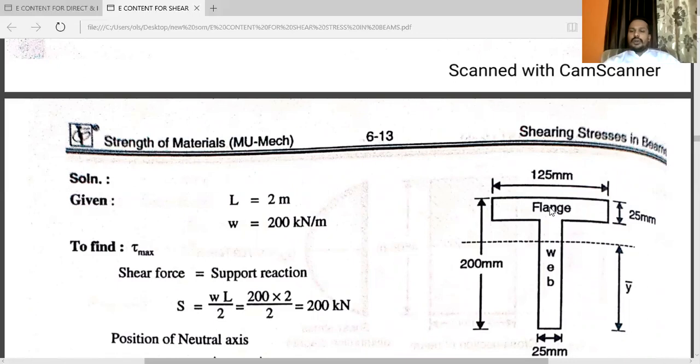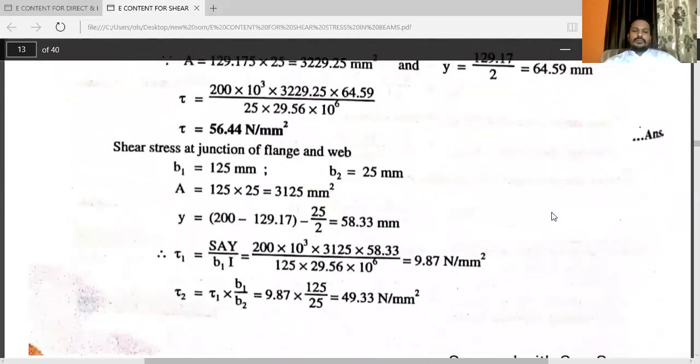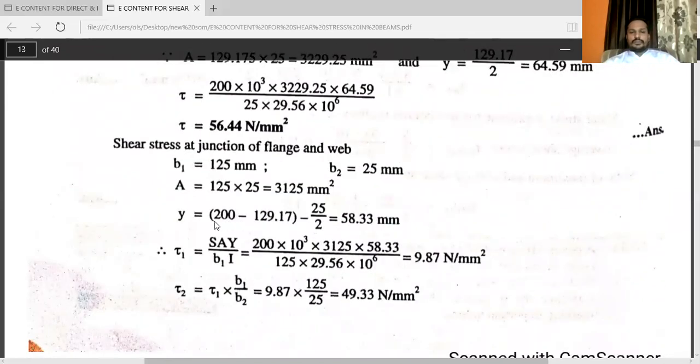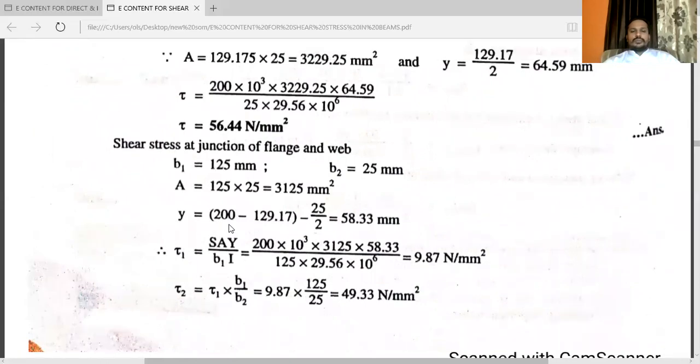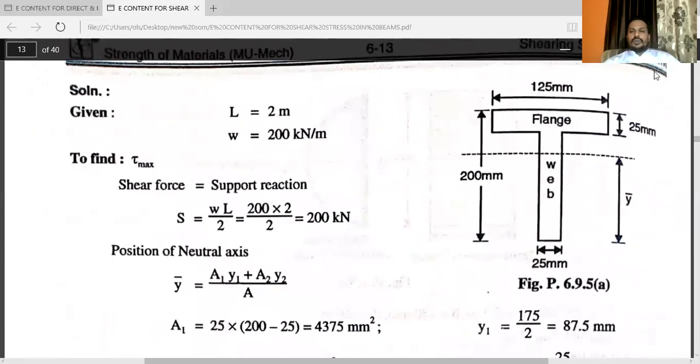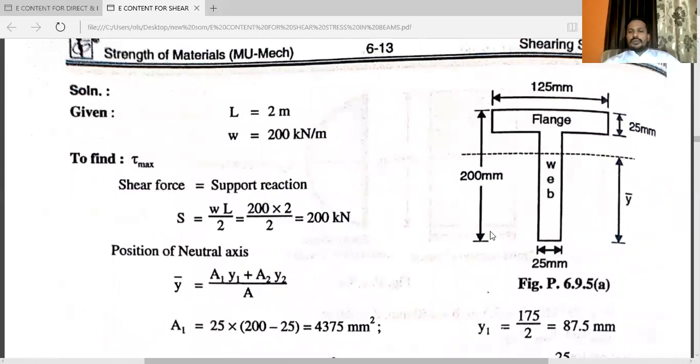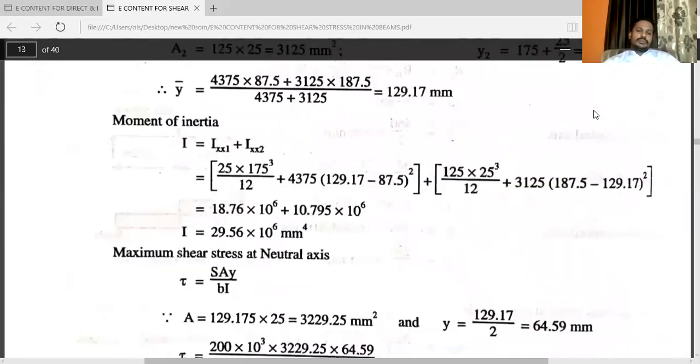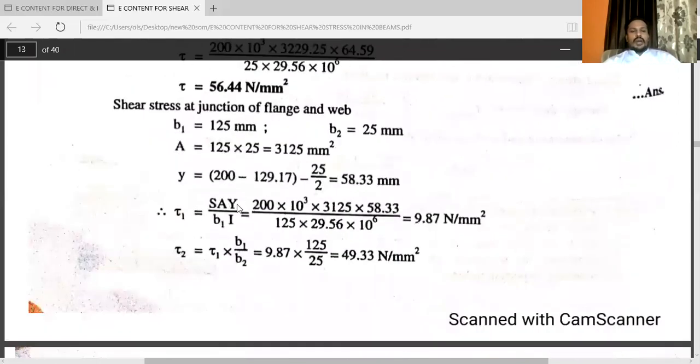So that distance you have to calculate from the neutral axis. Here at top is 125. The distance from the neutral axis to the top is 200. This is the distance 200 minus the Y bar. You will get the distance from this point to this top, that is Y. So Y is equal to 200 minus 129.17.